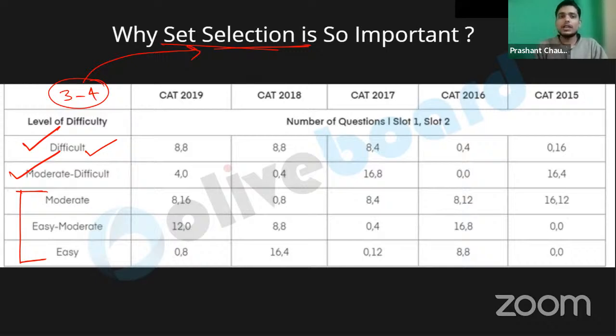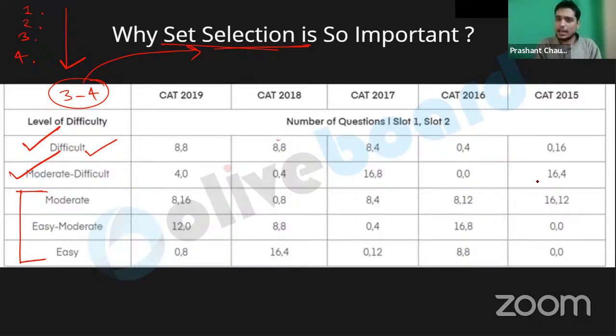If there are, let's say, 4 sets, then you can number them 1, 2, 3, and 4 in the order of priority. That first set I am going to solve first in the exam, the second set I am going to solve second in the exam, and so on. But now this data again you can use in the preparation.